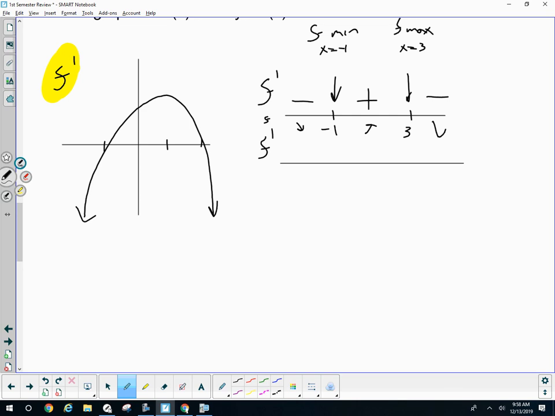Now let's look at f double prime. To understand the signs of f double prime, you could look at the slopes of f prime, or if f prime is increasing or decreasing. Here, the slopes of f prime are positive, or f prime is increasing. They are positive until, I'll use red here, 1. Then the slopes of f prime are negative, or f prime is decreasing. Now, if f double prime is positive, that tells me f is concave up; if negative, f is concave down.